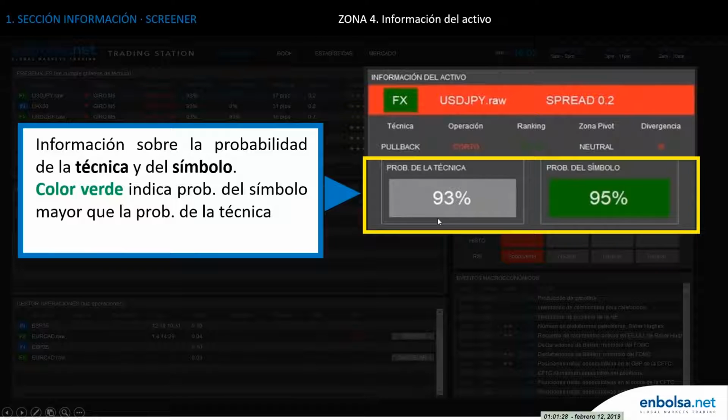In the last line, we will have the statistics of the technique and symbol exactly the same as in the trading ideas section. We find again that the technique probability is 93 and the probability of the symbol is 95. When the probability of the symbol is higher than the probability of the technique, then the symbol box appears in green. But when the probability of the symbol is lower than the technique one, both boxes will appear in gray.